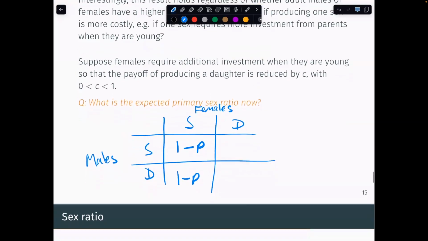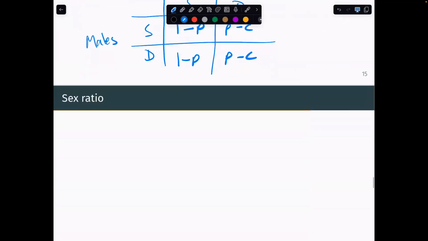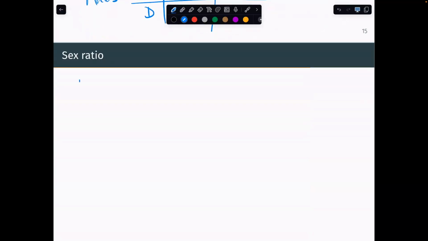Then for daughters, we're assuming there's an additional cost of producing daughters. So before we had p, now we're going to have p minus c. C is some cost. As before, the male strategy has no impact. We just need to look at the expected payoff for females. And by the same logic as before, we had p times 1 minus p plus 1 minus p, but now, rather than times p, we're going to have p minus c.